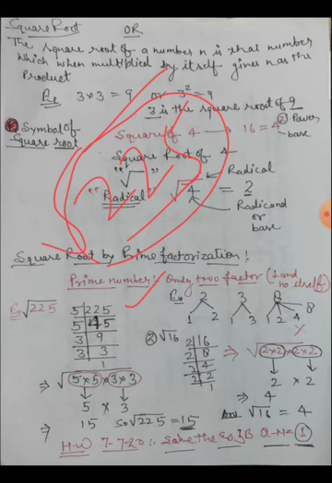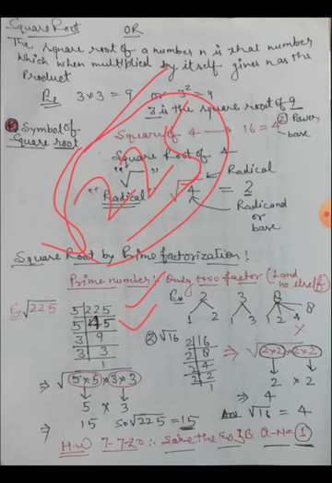When we divide 225 by 5, we get 45. 45 is also divisible by 5, so 5 nines are 45. 9 is also divisible by 3. Firstly we can start with any number, 3 or 5.